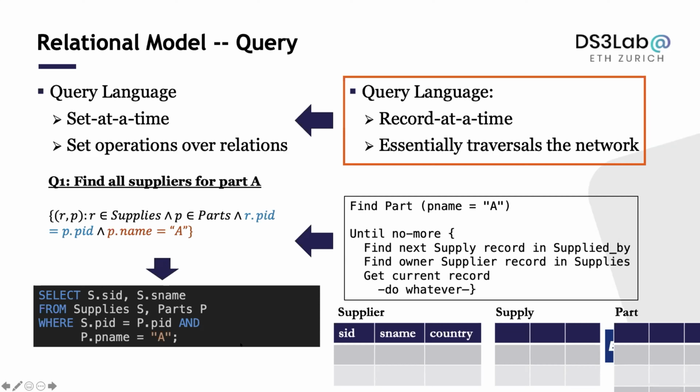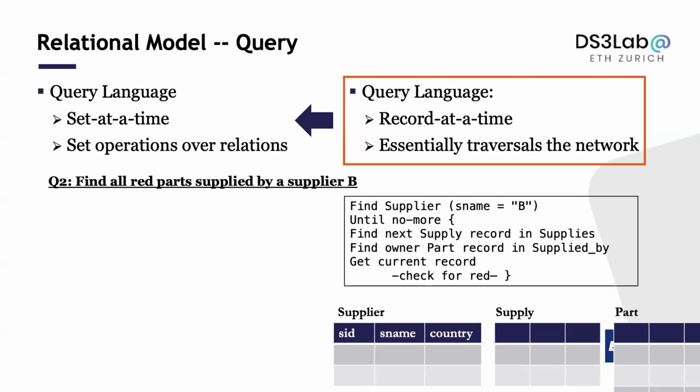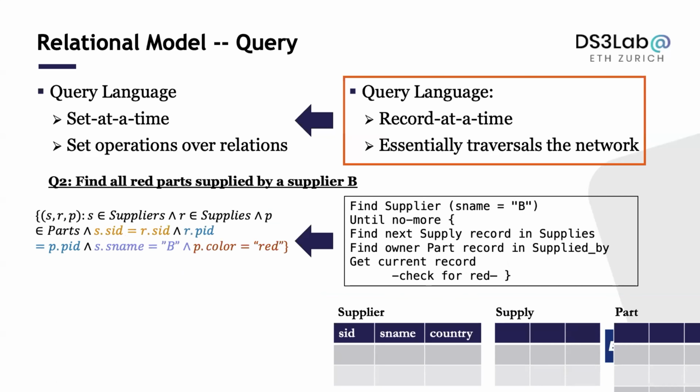This is a fundamental difference between the relational model and the network model. As you can see here, we give you a declarative definition of the data I want, instead of telling the database how to find it. So that's the difference, and we are going to go really deep into this in the next couple of lectures. Similarly, if you want to write a different query.